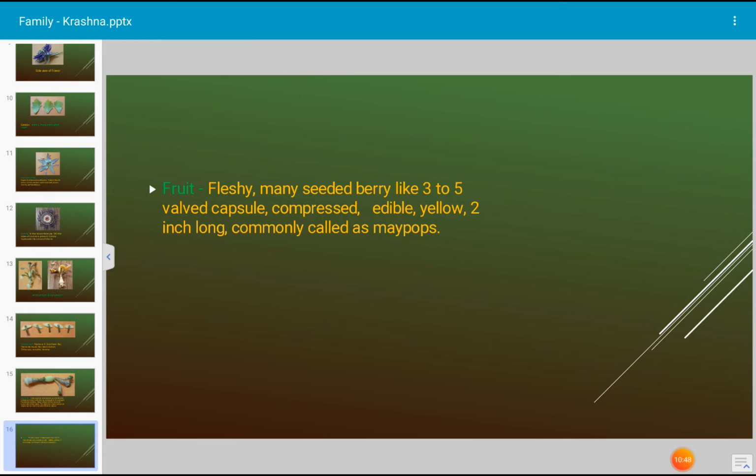What is a capsule? It is a fruit which splits open into several definite sections. Such fruits are described as capsules.